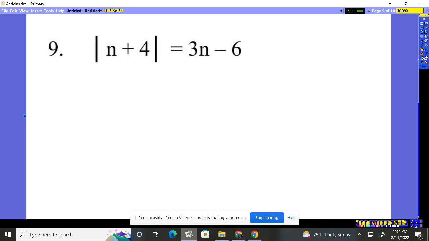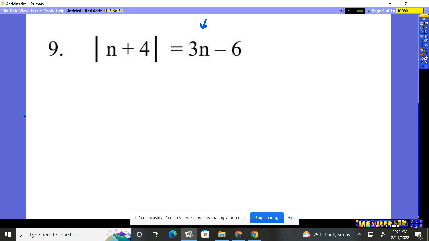Number 9, absolute value of n plus 4 equaling 3n minus 6. I should look at this and say, wait a second. When this other side doesn't equal just a number like 5 or 10, when it starts throwing another variable in there, we're probably going to have an extraneous solution, meaning one of the solutions isn't going to work. There's probably only one solution here that's going to work out.